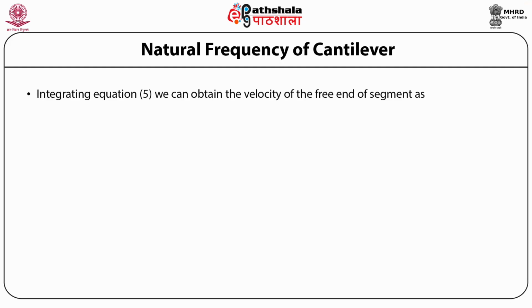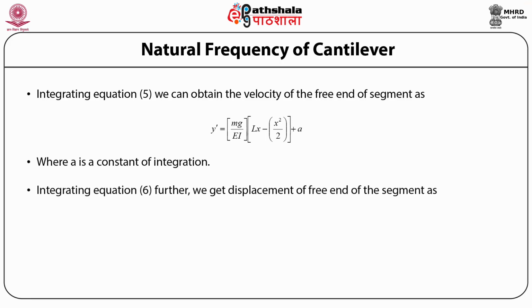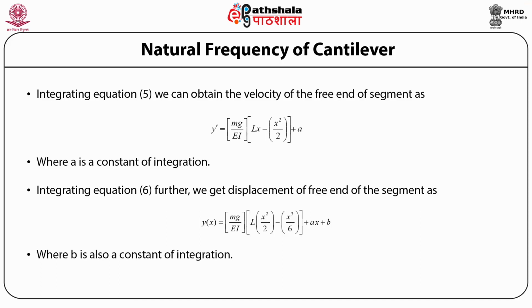Now integrating the above equation, we can obtain the velocity of the free end of the segment as y prime is equal to mg divided by EI times (Lx minus x square by 2) plus a, where a is the constant of integration. Now again integrating the above equation further, we get the displacement of the free end of the segment as y(x) is equal to mg by EI times (L times x square by 2 minus x cube by 6) plus ax plus b, where b is also the constant of integration.